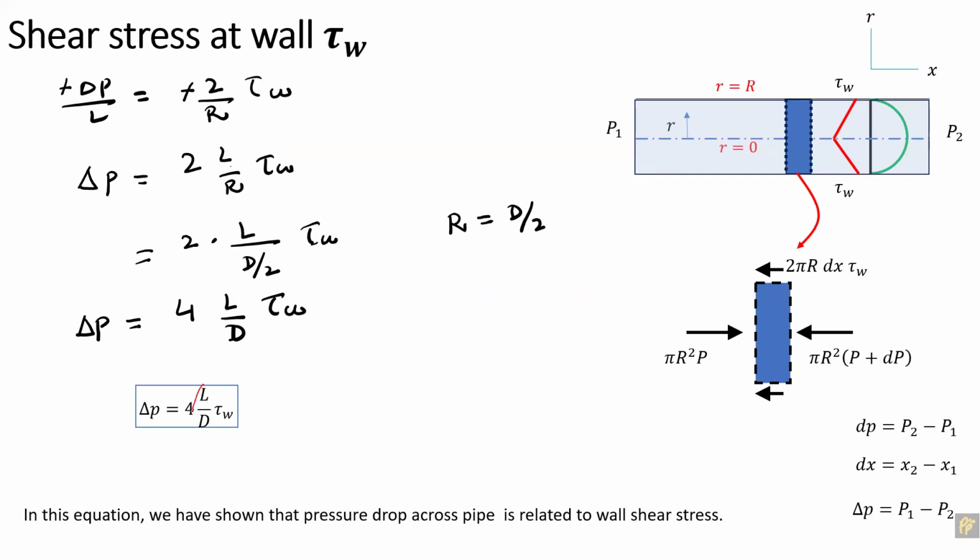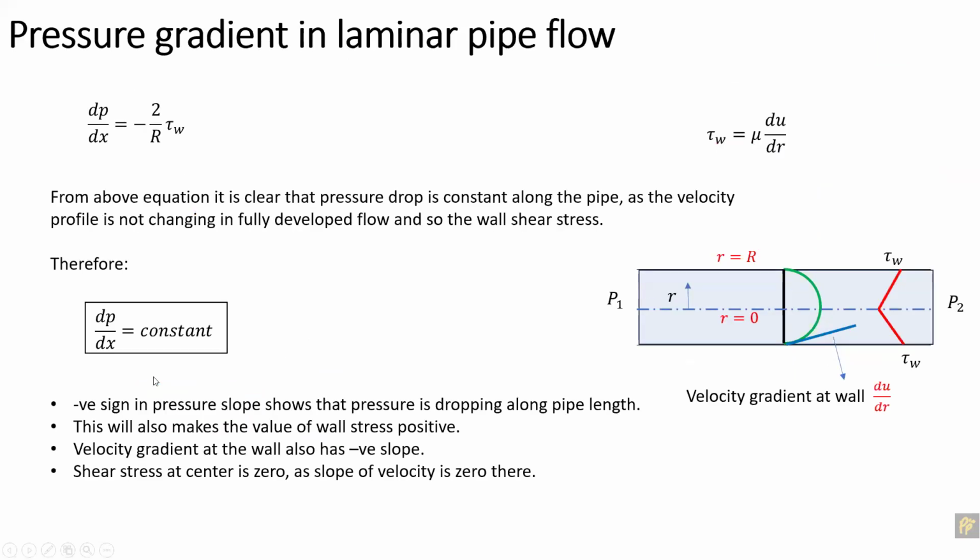You will always see that L by D is used in pipe cases. This is a very important ratio, and the L by D ratio will determine your flow properties and flow characteristics. So delta P is 4L by D times the wall shear stress. What this formula says is that we can relate the pressure gradient with the velocity gradient. Secondly, if you know the wall shear stress, you can find the pressure drop, or if you know the pressure drop, you can find the wall shear stress without solving for it. Any questions?